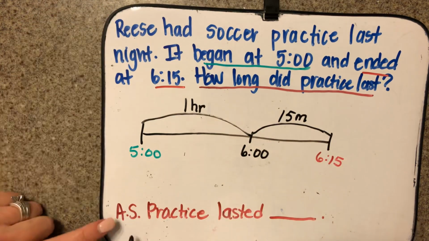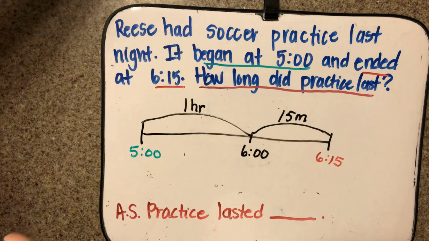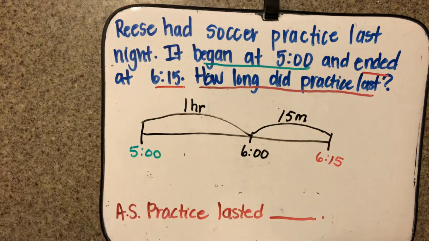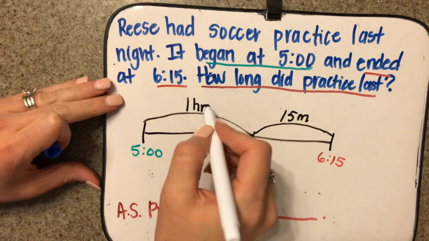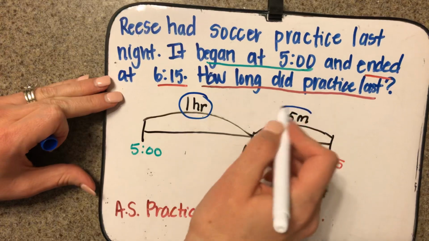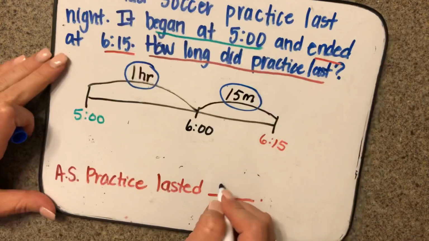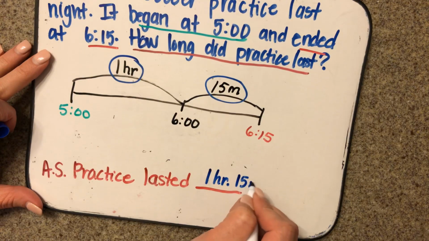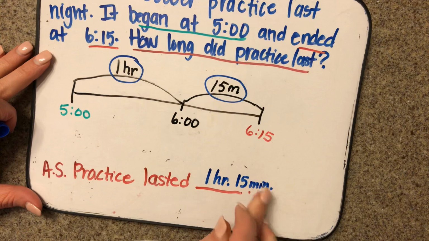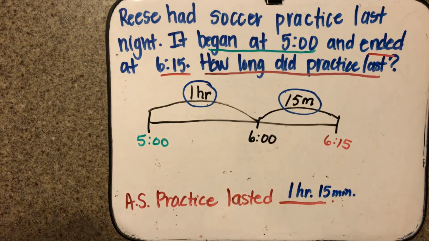Now my answer sentence said that practice lasted blank. So that's where I'm going to look back up at what I filled in on my number line, and look at the jumps that I made. We're going to add up the hours and minutes. So we have 1 hour and 15 minutes added up. So I know that practice lasted 1 hour and 15 minutes. And that is how you find elapsed time using a number line.